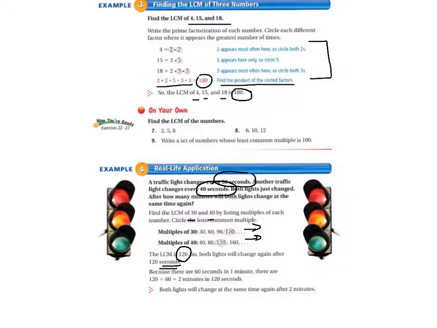Because there are 60 seconds in 1 minute, we have to be careful because it asked us after how many minutes will both lights change at the same time. So because there are 60 seconds in 1 minute, 120 divided by 60 equals 2 minutes. Both lights will change at the same time again after 2 minutes.